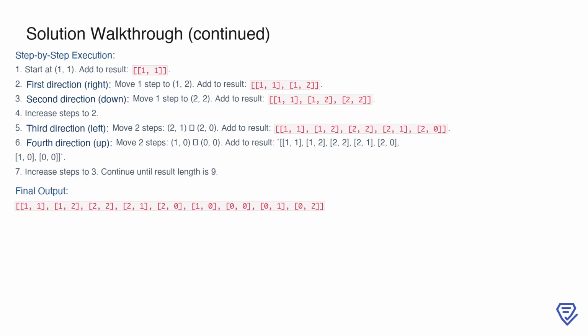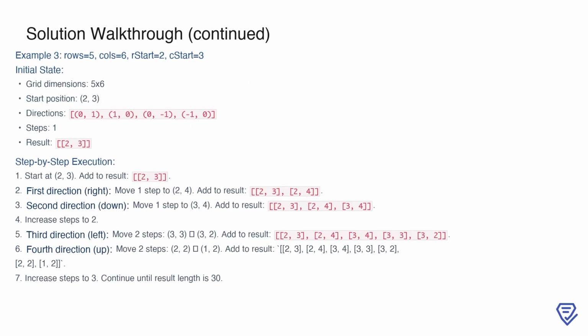Moving left for 2 steps, we pass through 2, 1, and 2, 0, both of which are valid and added to the result. Then, moving up for 2 steps, we pass through 1, 0, and 0, 0, and both are added to the result. The step size is then increased to 3, and the process continues, expanding outward in a spiral pattern. We repeat this process until the result array contains all 9 positions in the grid.